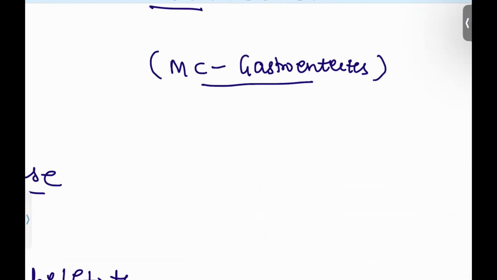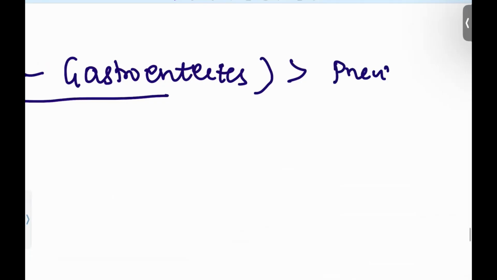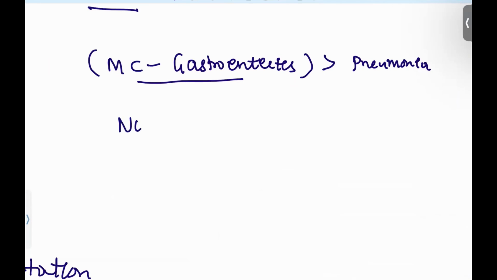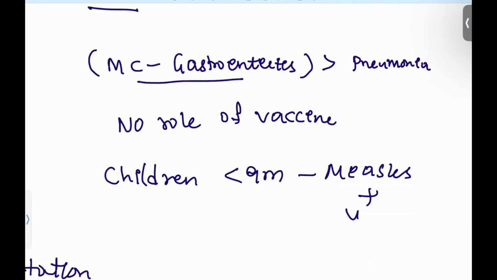And for this disaster also, there is a question that is asked. Most commonly, which disease will be the effect? That is gastroenteritis. Okay. Gastroenteritis is commonly seen post-disaster. Along with that, next one is pneumonia. Okay, respiratory system involvement. But what is the role of the vaccine? No role of the vaccine. Okay, no role of any vaccine. But in children, even though they are less than 9 months also, you can give the measles vaccine for this patient along with vitamin A.